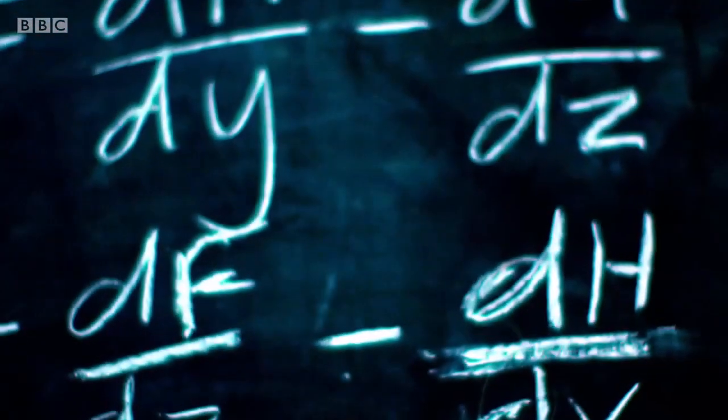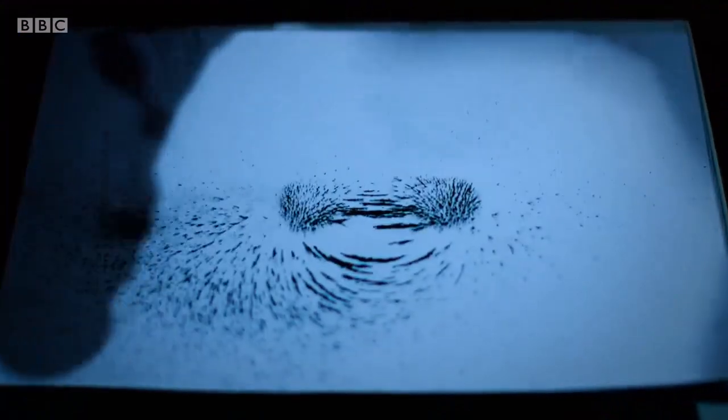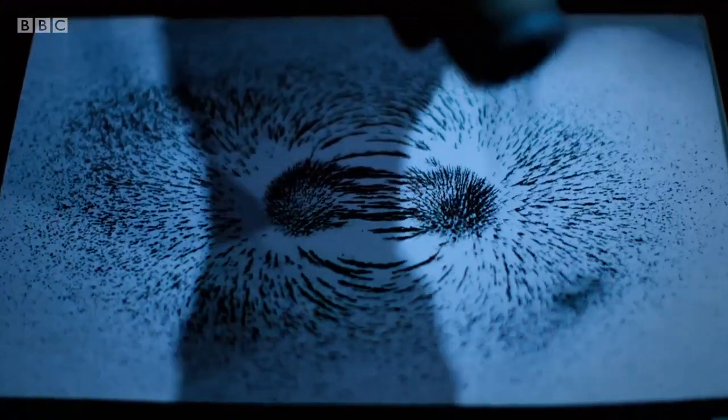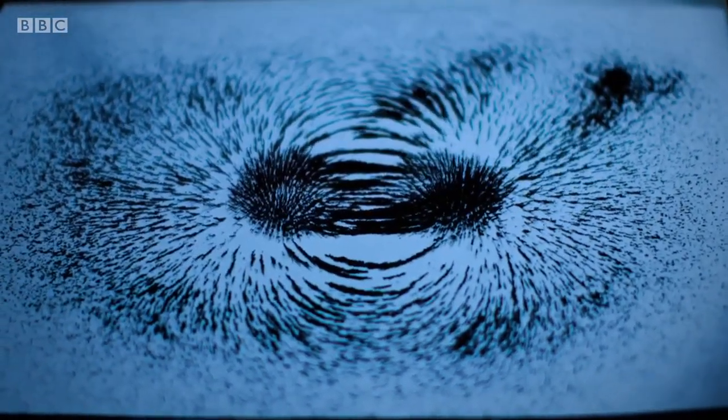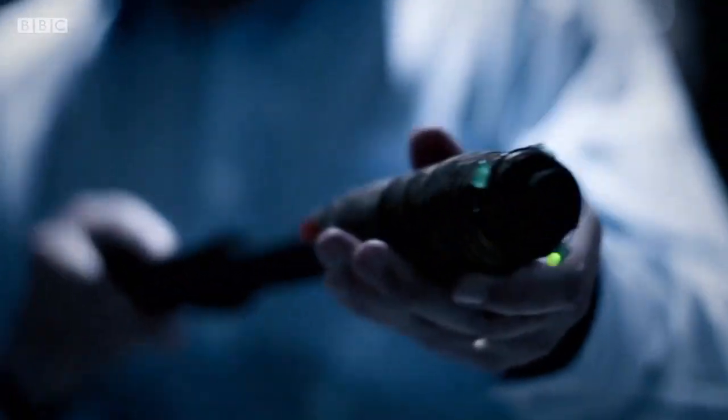Maxwell's equations were saying that electric and magnetic fields were inextricably linked. Changes in one created changes in the other. It helped explain so much.